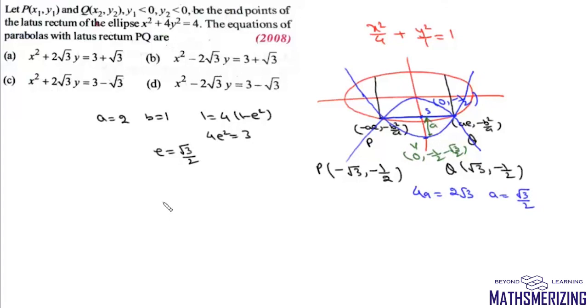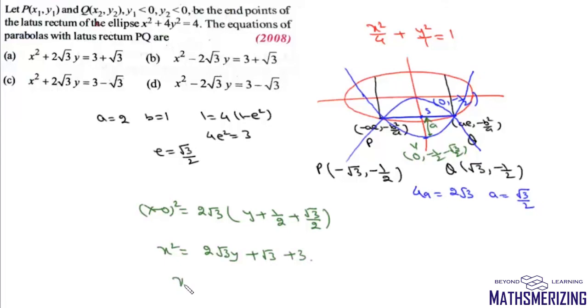Its equation will be x square, and x in this case will be (x minus 0) square equals 4a. 4a is simply 2 root 3, and then in place of y we'll write y plus 1 by 2 plus root 3 by 2. So we'll get this equation as x square equals 2 root 3 y plus root 3 and then plus 3. So one of the equations is x square minus 2 root 3 y equals 3 plus root 3, and that's your option B.